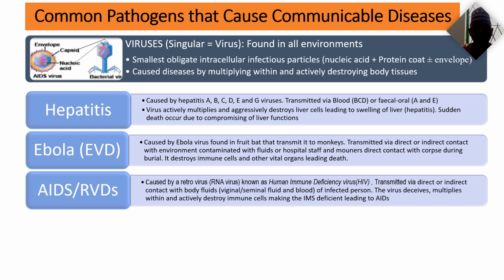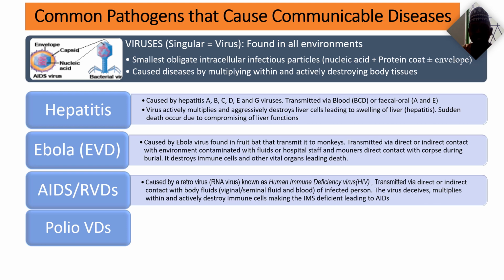So it's not actually the virus killing the patient, but by weakening the immune system, other diseases can lead to the death of the patient. Now, the next common viral disease in the environment is poliovirus disease.